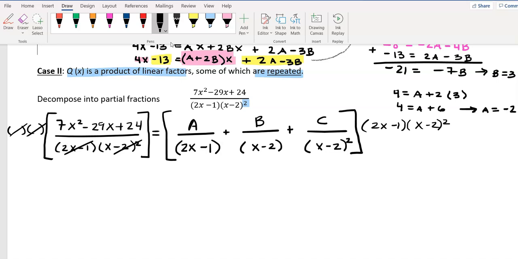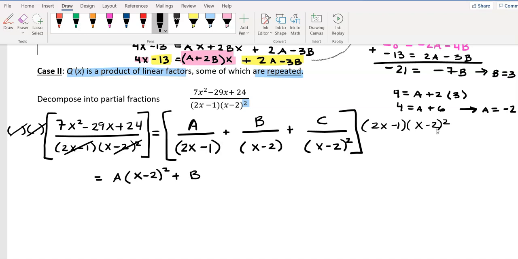Okay. So now we have to distribute through, and instead of doing all the steps, I'm going to do some simplifying as we go. So it's going to be a times, now notice this 2x minus 1 is in the denominator already, so I don't need to bring over the 2x minus 1, I just need to bring over the x minus 2 squared. If I were to bring over the 2x minus 1, it would just cancel anyway, so I'm saving myself the step.